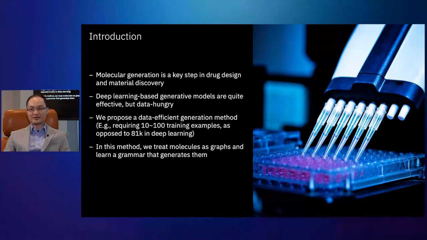So the method that I'm talking about today would be using a very small amount of data, and it is very data efficient. For example, it is able to use only a dozen training examples that can already generate molecules whose quality is as good as the deep learning methods, which actually require nearly 100,000 training examples. So in these methods, we will be treating a molecule as a graph and then learn graph grammar to do the job.